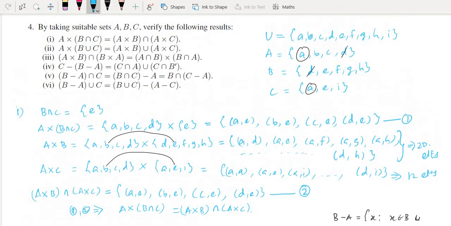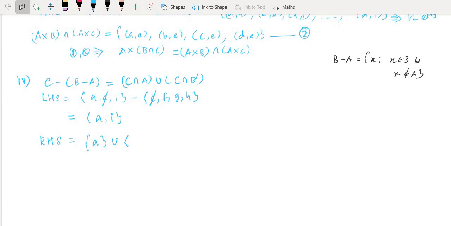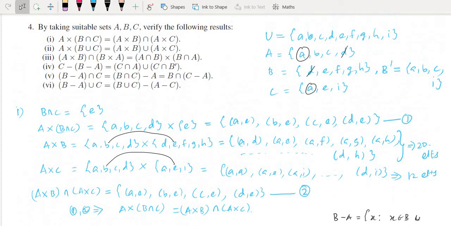What is B dash? B dash is nothing but the set of all elements which are in the universal set but not in B, U minus B, which are A, B, C and D, E, F, G, H we have, and finally I. So A, B, C, I is nothing but A, B, C, I.